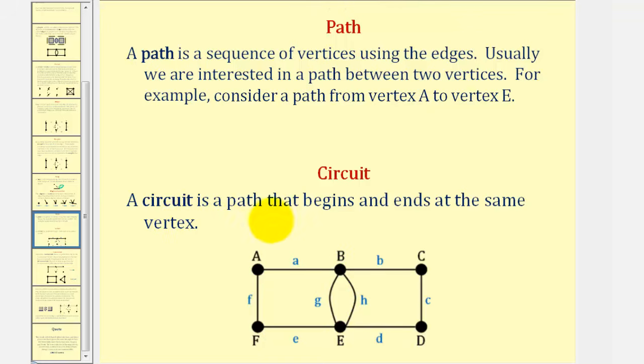A circuit is a path that begins and ends at the same vertex. So starting at vertex A, we can form several circuits. For example, we could go from vertex A to vertex B, to C, to D, to E, to F, and then back to A. Another circuit might be from A to B, to E, to F, back to A. This is another circuit containing vertex A.